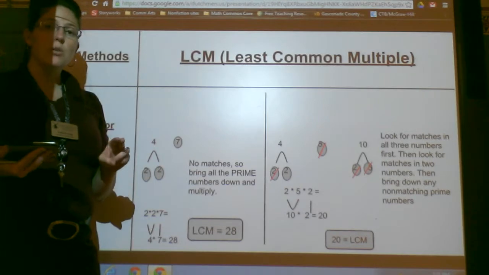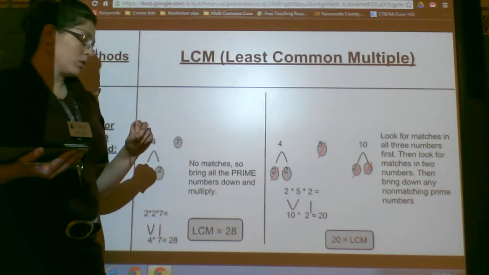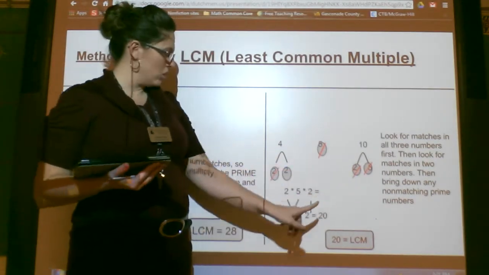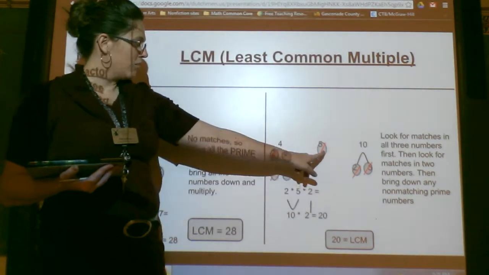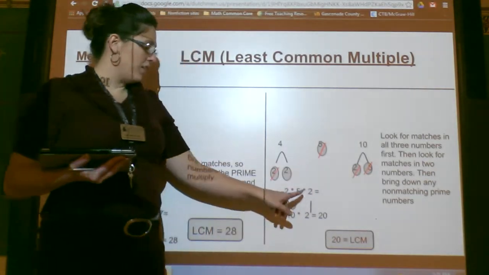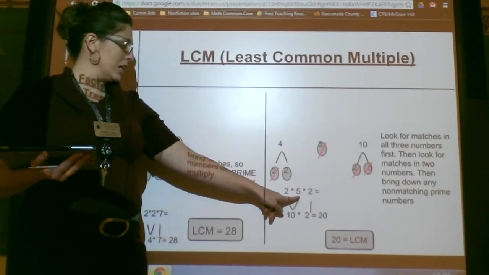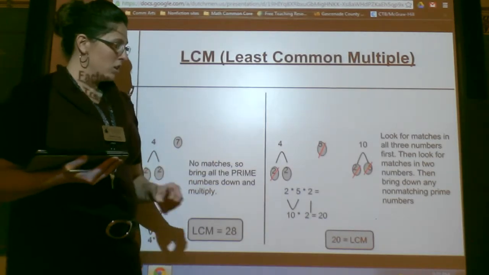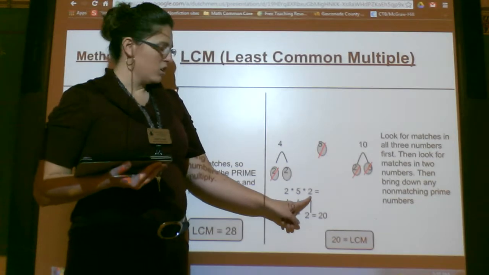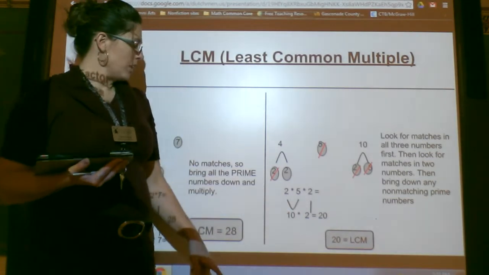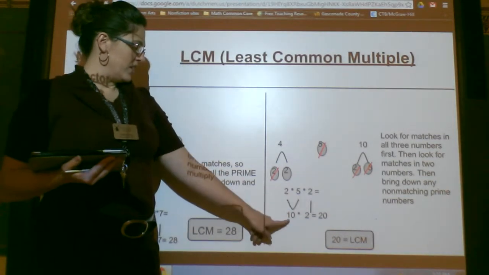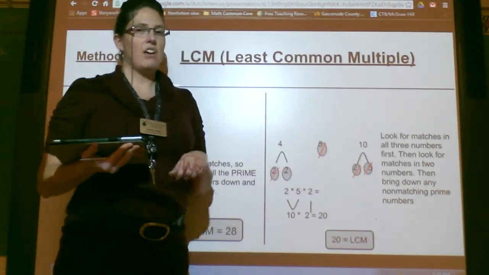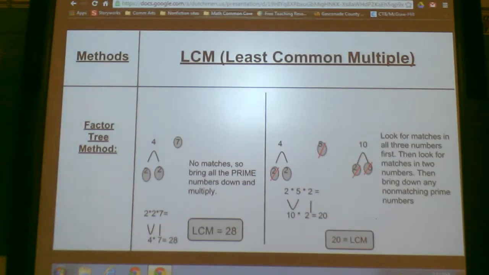The second thing you do is look for matches between two numbers. So, I have a 2 here, and a 2 here, that counts as a match, and I bring it down. I have a 5 here and a 5 here, that also counts as a match, so I bring it down. And then you bring down any numbers that don't match. So I have this 2 left, so I bring it down as well. Then I multiply them together. 2 times 5 is 10, times 2 is 20. So 4, 5, and 10 have an LCM of 20.